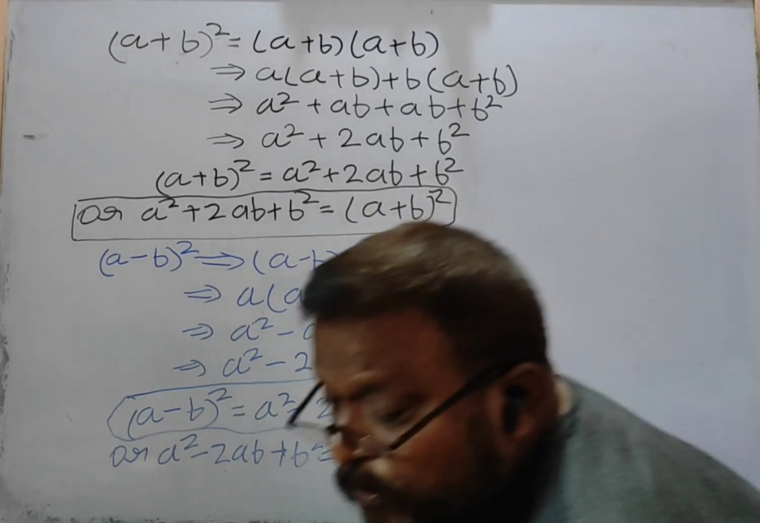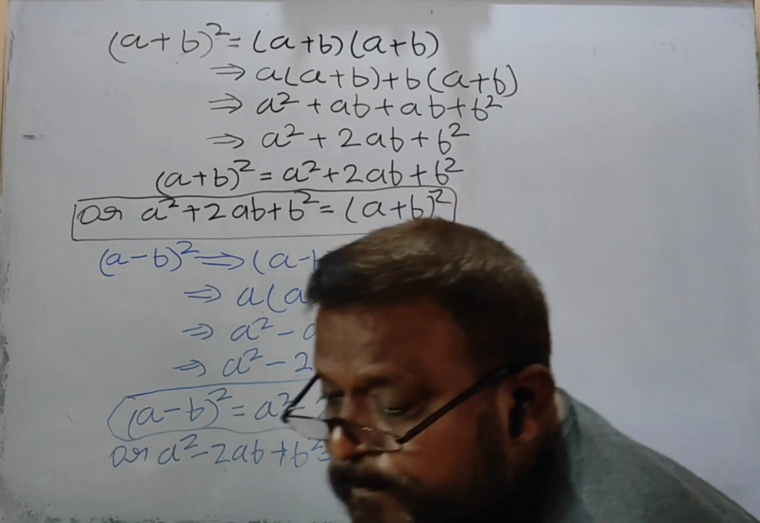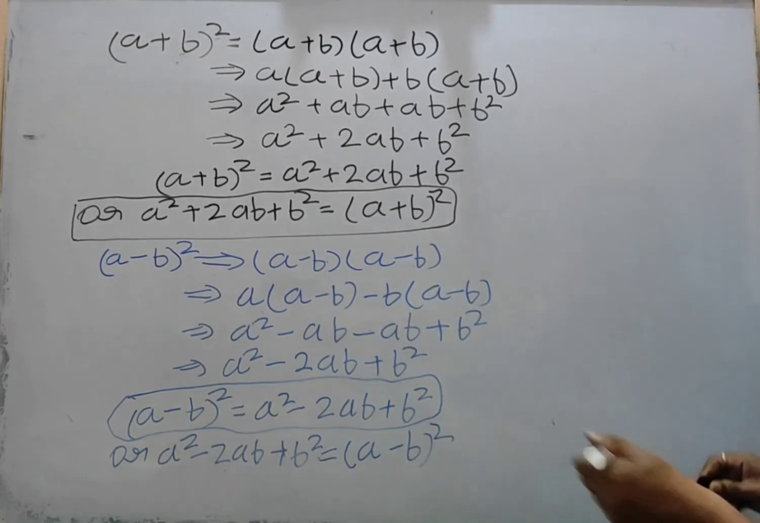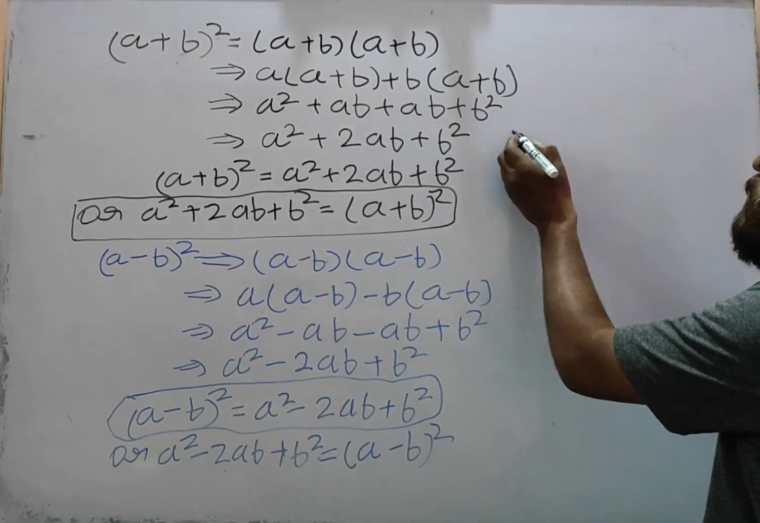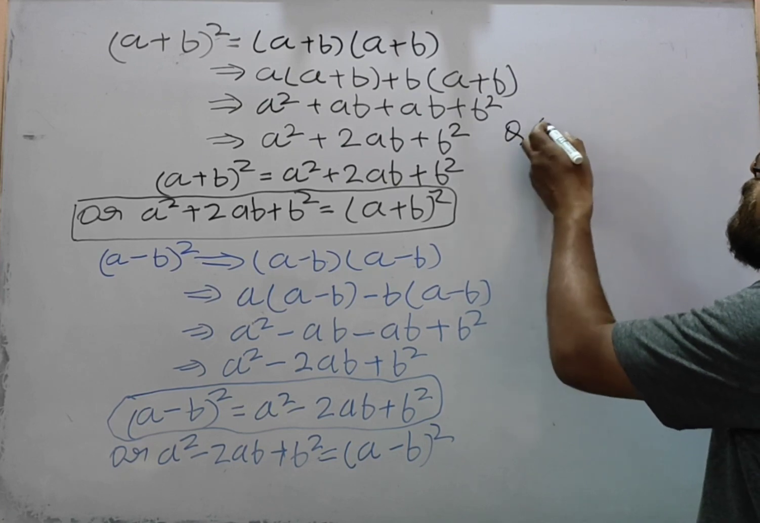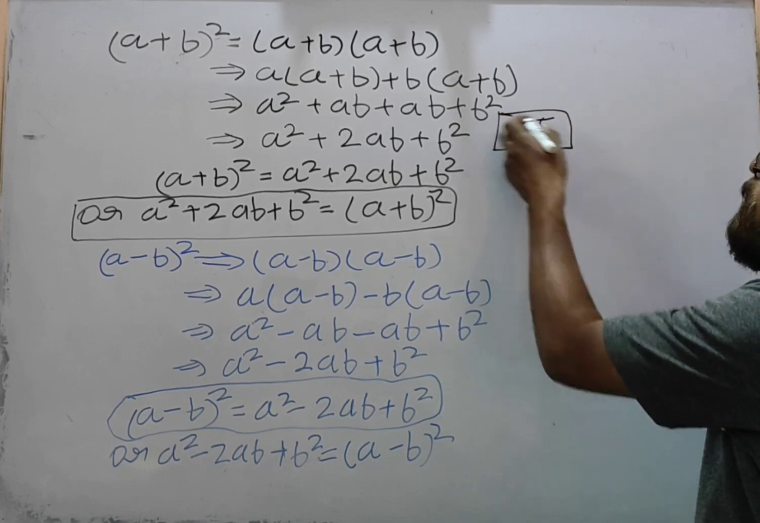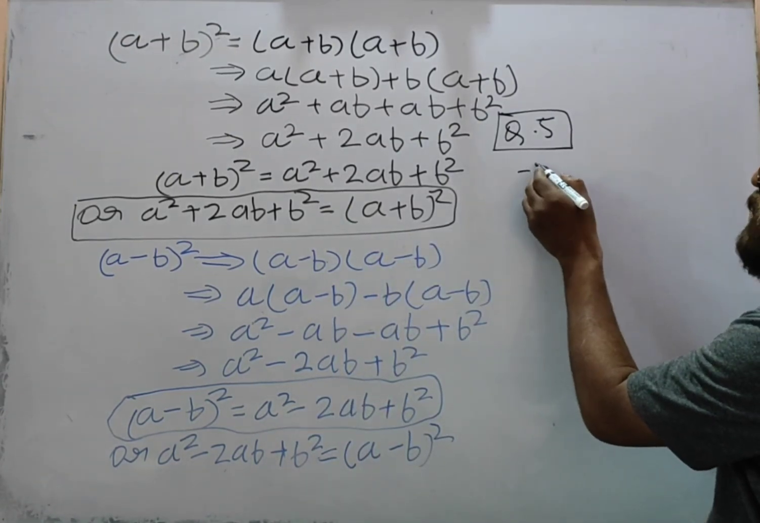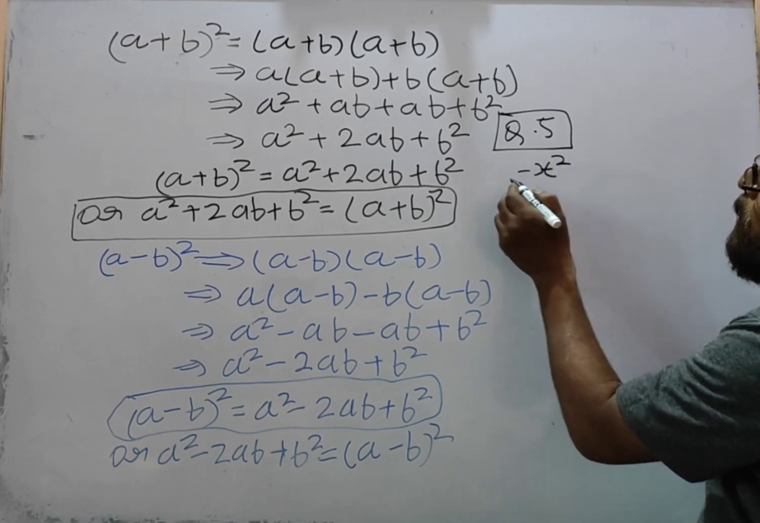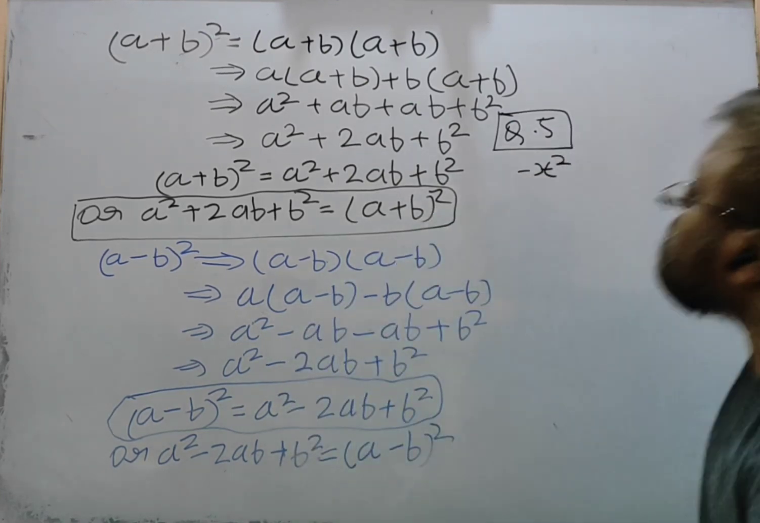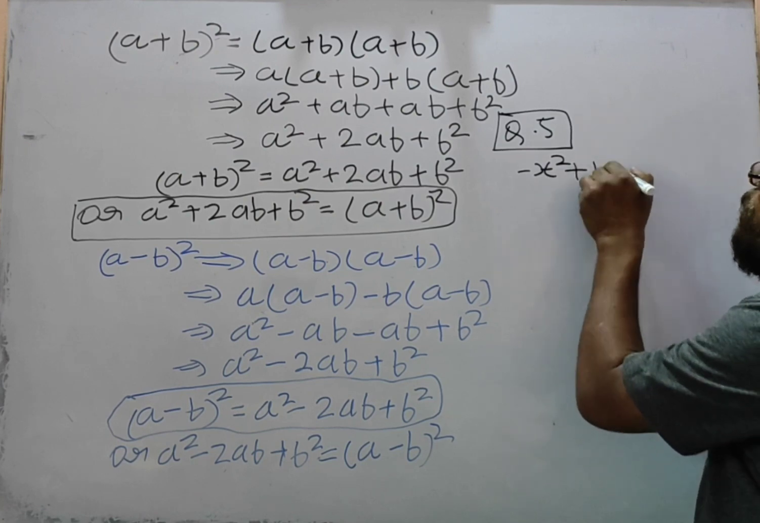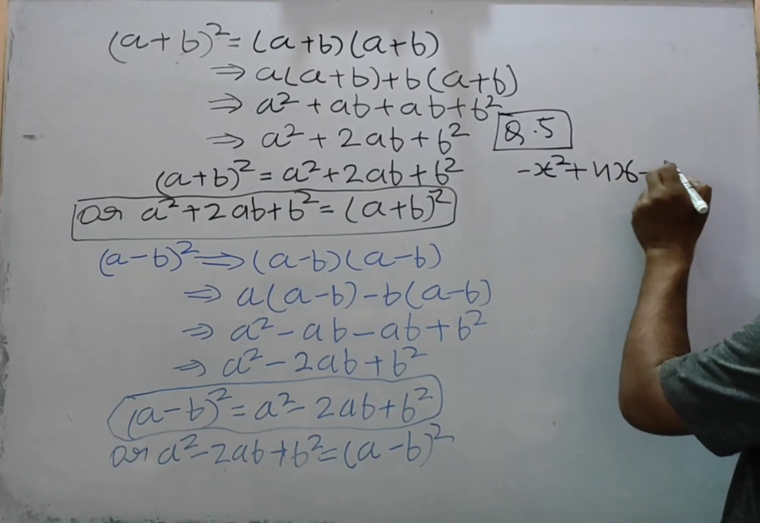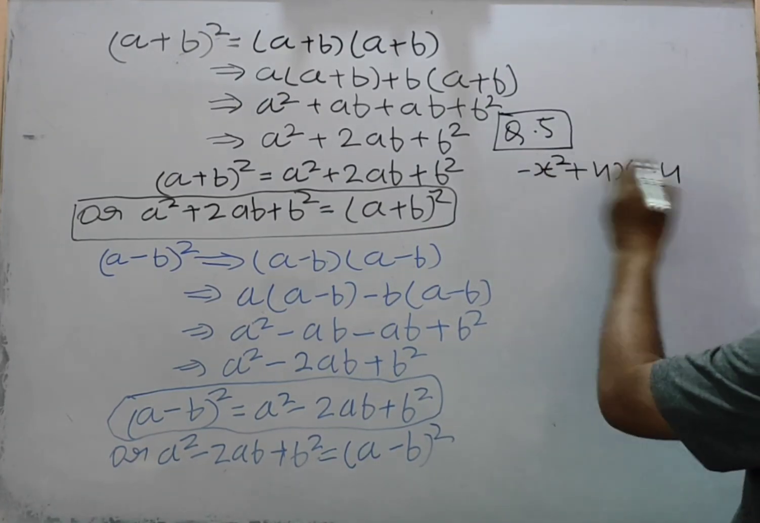Now we have the next question which you sent me, question number 5. This is question number 5 you sent me, that is minus x square plus 4x minus 4, right? This is your equation.